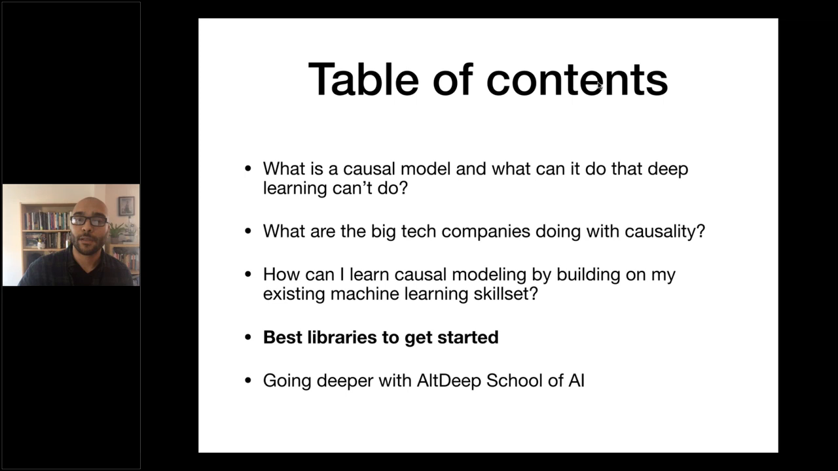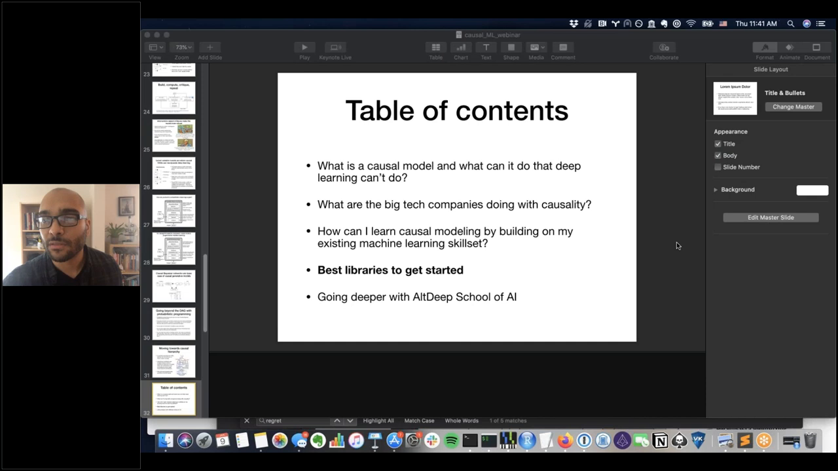Finally, I'll talk a little bit about the best libraries to get started with. But first, let me pause a little bit here to make sure I don't have any issues or questions. Okay, just hearing some comments. Great. All right, so.